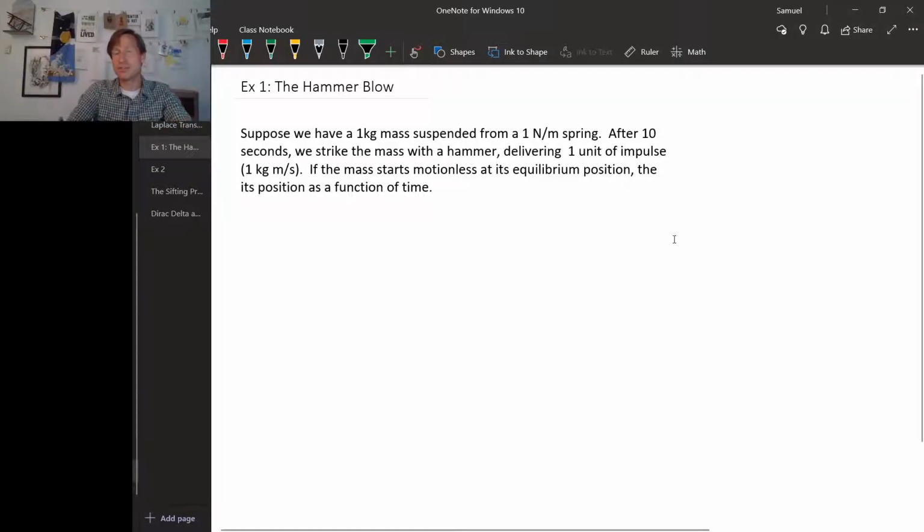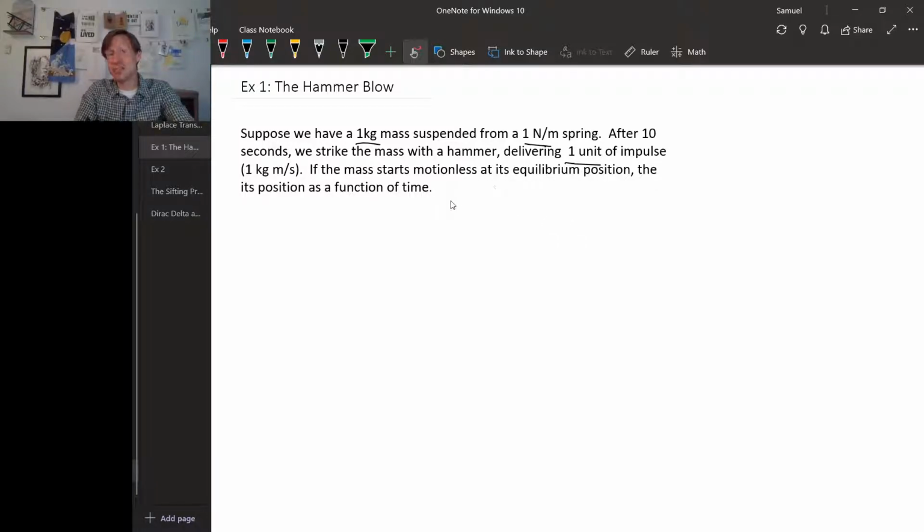Now that we have a Laplace transform of the Dirac delta, we can actually use it in examples. So remember, our first example that inspired us to invent the Dirac delta was this example. We had a 1 kilogram mass hanging from a 1 Newton per meter spring, and after 10 seconds, we delivered 1 kilogram meter per second of impulse.